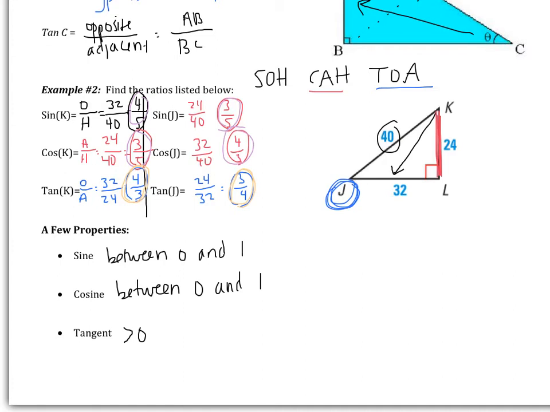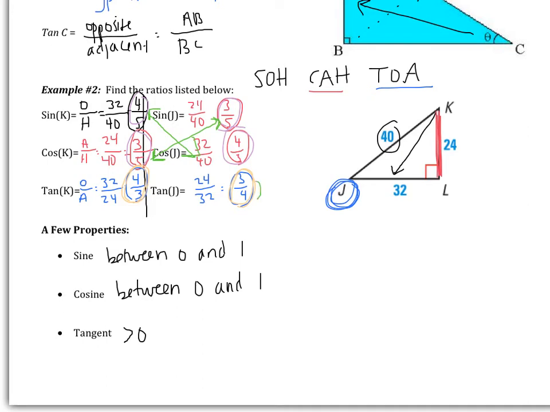Last thing I want to point out to you, which you may or may not have noticed above, is the sine of angle K was the same as the cosine of angle J. They're both 4/5, and then the cosine of K was the same as the sine of J. This is always going to be the case. The sine of one angle is going to be the cosine of the other angle in the same triangle. So the sine of K is the same as the cosine of the other angle J, and vice versa. The cosine of K is the same as the sine of J in the same triangle, the other angle.